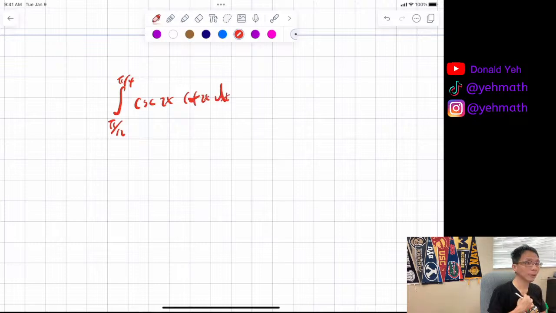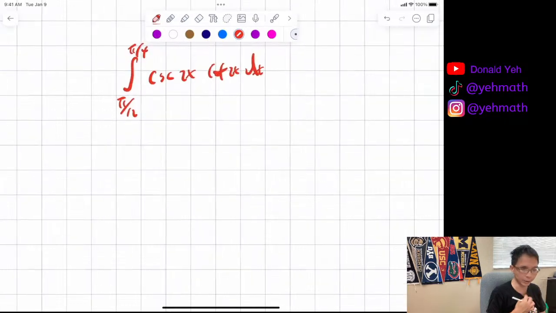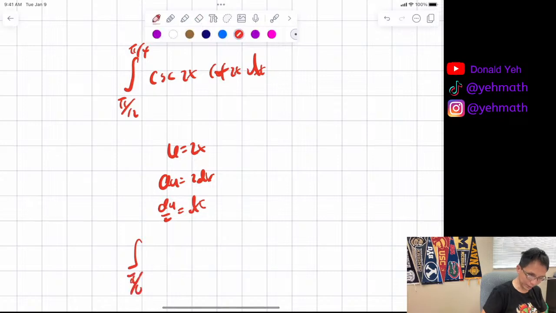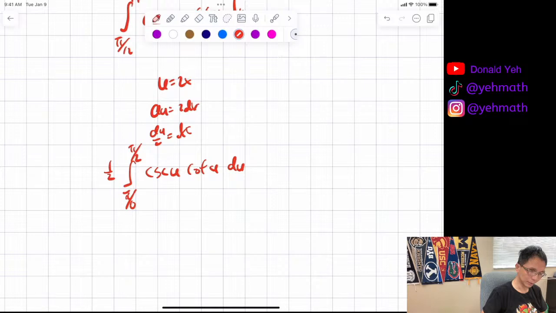So for this particular one, I'll go over the last one. For this particular one, u is equal to 2x, just because I know how to take the integral of cosecant cotangent of x. So all we have to do is convert everything in terms of u, then I'll be fine. du equals 2 dx, and du over 2 equals dx, and that's going to be the integration from pi over 6 to pi over 2. And this is going to be cosecant of u, cotangent of u, times du over 2. And that's it.